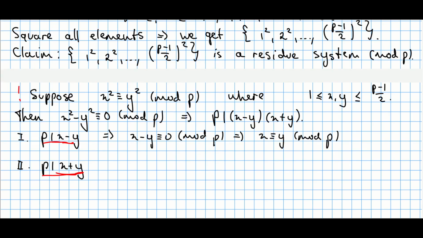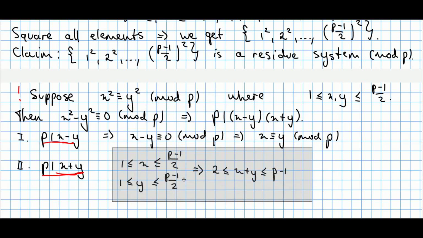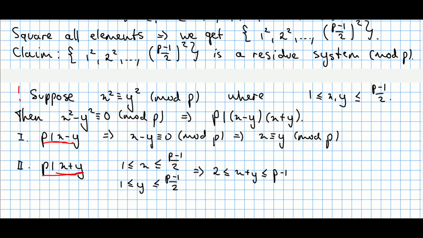The second case is a bit trickier, but still doable, especially for you guys. So p divides x plus y is the last possible option that we have. However, let's recall that x is between 1 and (p minus 1) over 2 and y is between 1 and (p minus 1) over 2. Now if we add those inequalities, we get x plus y, which is squeezed between the numbers 2 and p minus 1. So it's squeezed between two numbers that aren't divisible by p.